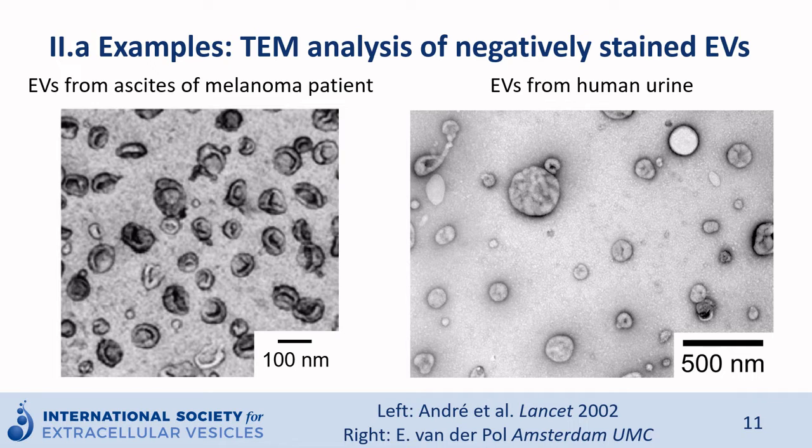And as you can see, many EVs present a characteristic cup-shaped morphology. This corresponds to the collapse of spherical vesicles, which occurs upon air drying.